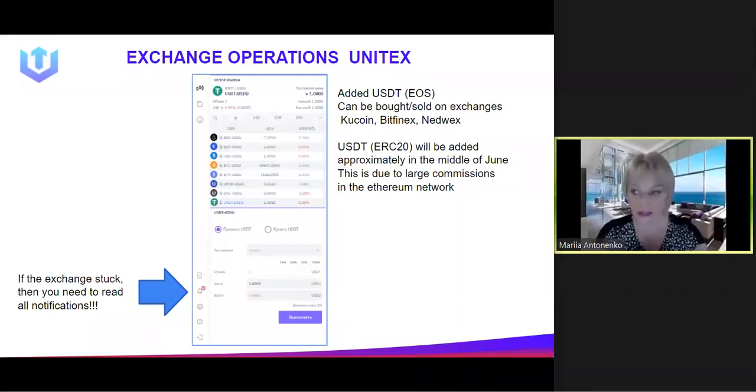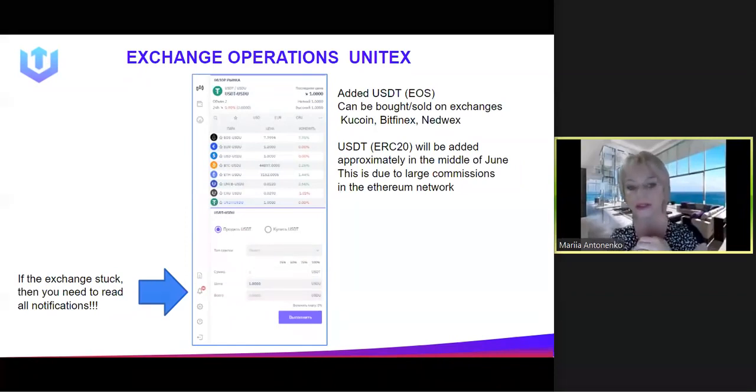So for now, the commission has been decreased for Ethereum because Ethereum increased in price. So I think now it's 0.1%. It used to be 0.5%. 0.5 Ethereum. Now it's 0.1 Ethereum for withdrawal, and the commission is now 0.15%. As for the USDT on ERC20, yes, there are some loads on the Ethereum network, and you can never guess what the commission is going to be.